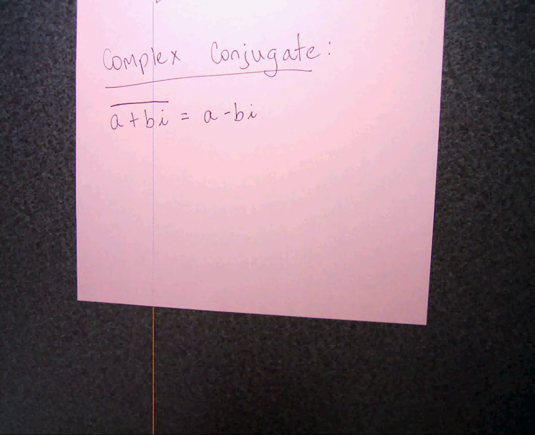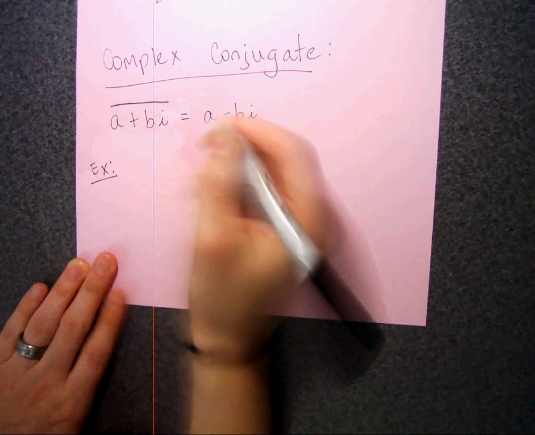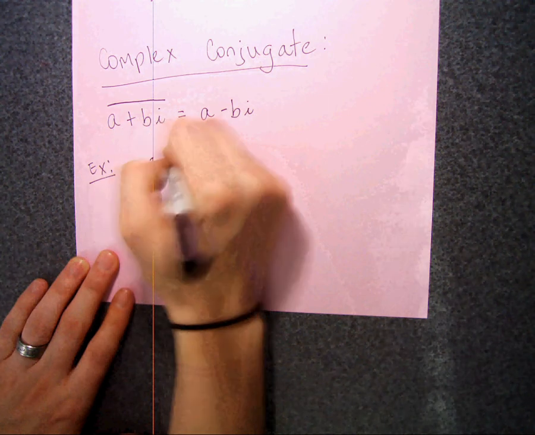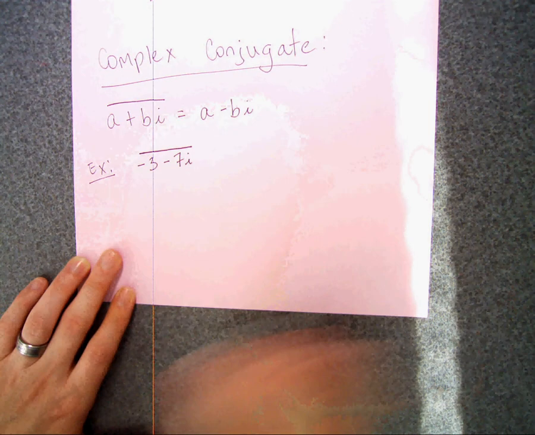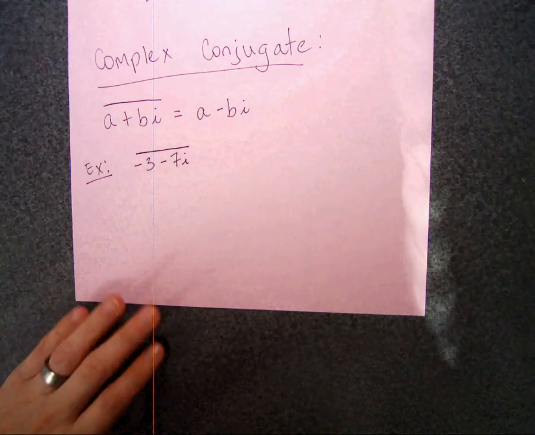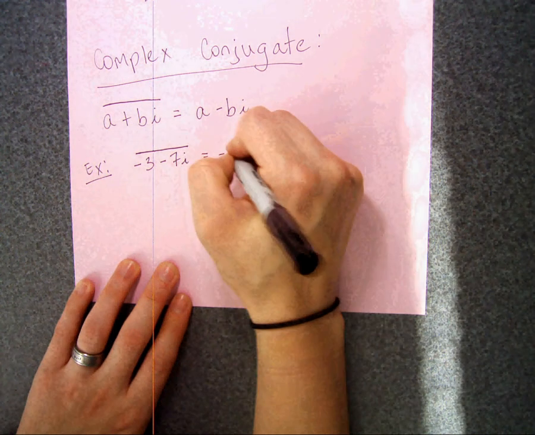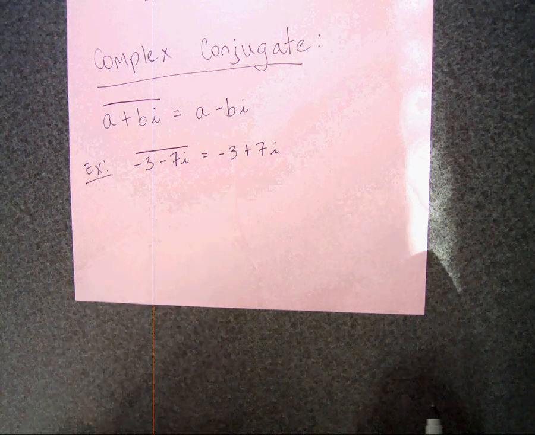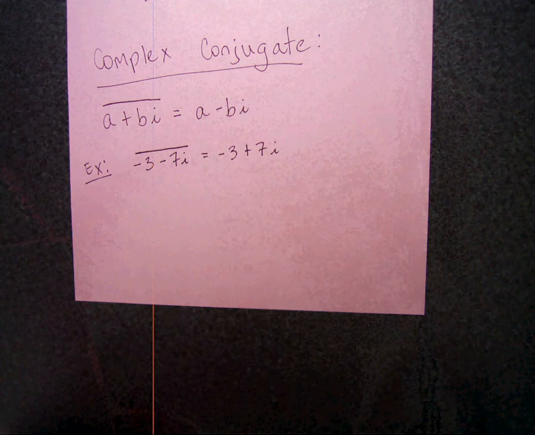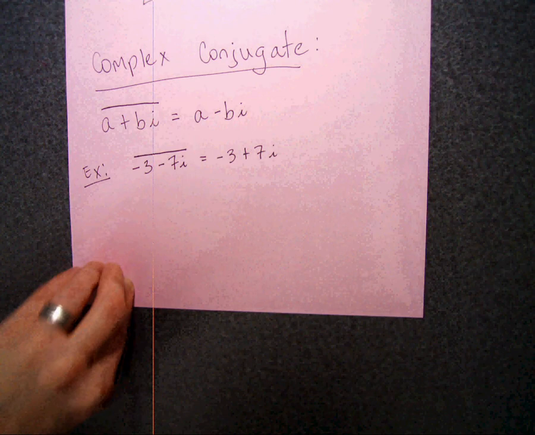So, quick example of that. Let's say I have negative 3 minus 7i. And if I put a little bar over the top, that means I'm taking the complex conjugate of it. All that does is change the sign of the imaginary part, so that leaves me with negative 3 plus 7i. Alright, now we need this in order to divide our complex numbers. Good? Alright. So let's look at division.